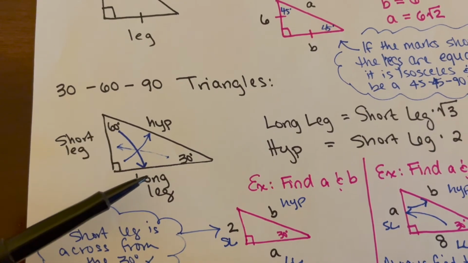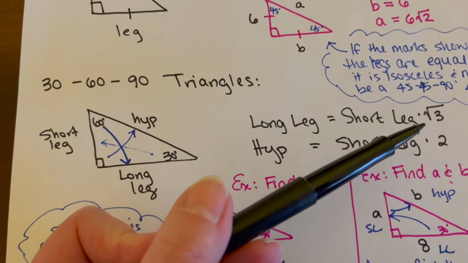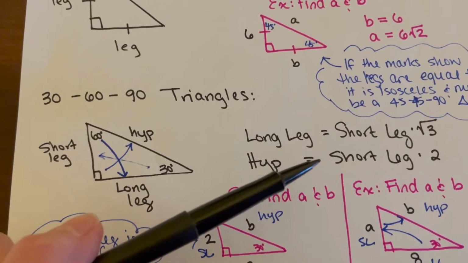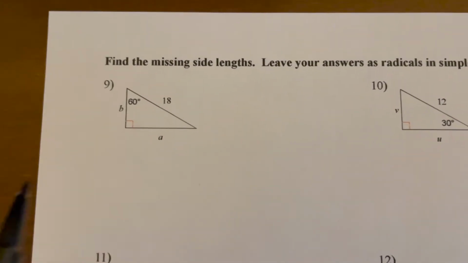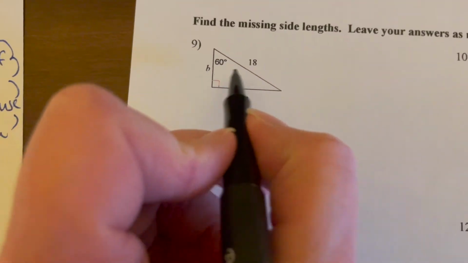The long leg is across from 60 degrees and is equal to the short leg times root 3. And then the hypotenuse is the short leg times 2. So if I can use that pattern in how I set up these problems, it's really not too bad. So remember, I always want to work back to the short leg.